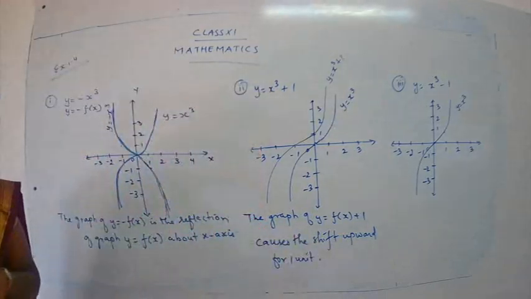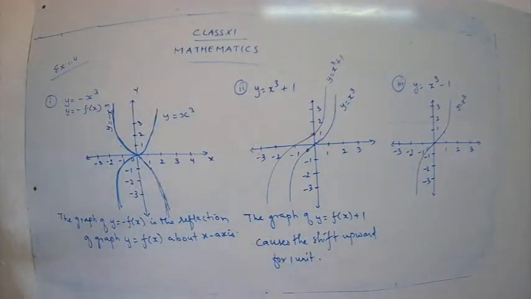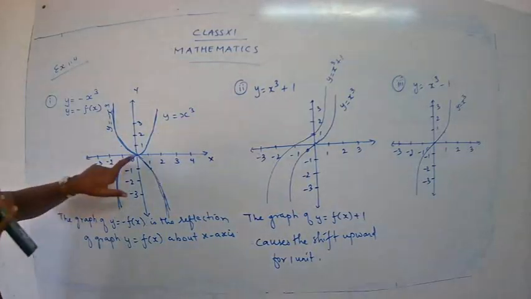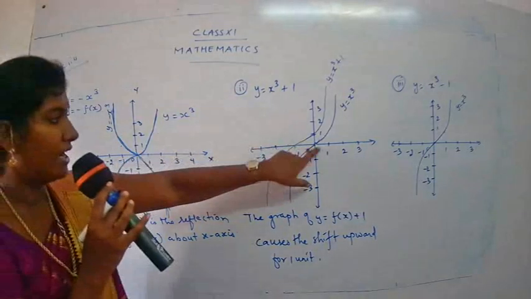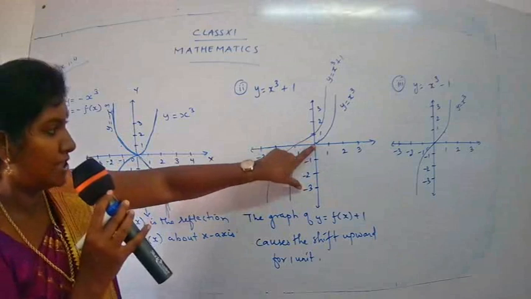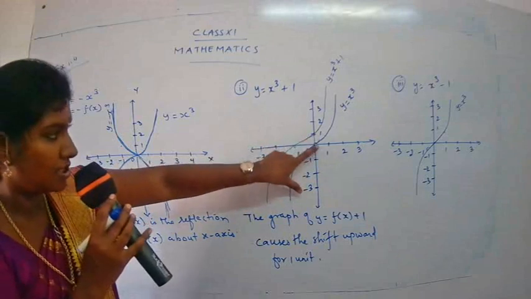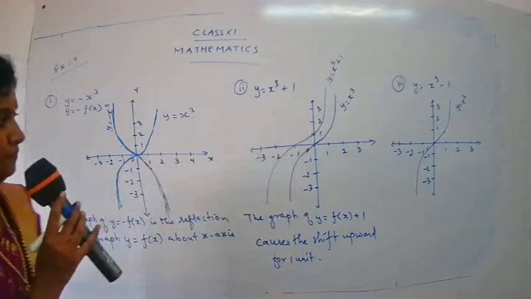Okay. It causes the shift upward. So we started with 0, yeah? We were having an intersection point at 0. So now where is it starting? The 0 is shifted upward. That is in 1. So the 0 goes to 1.